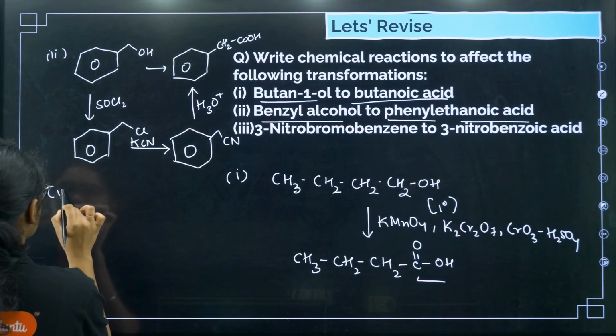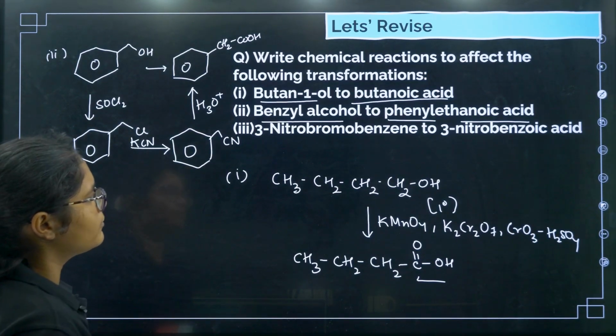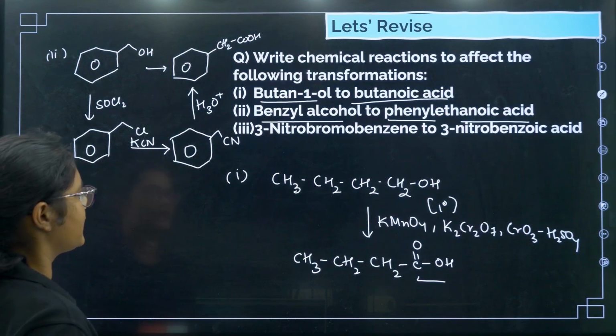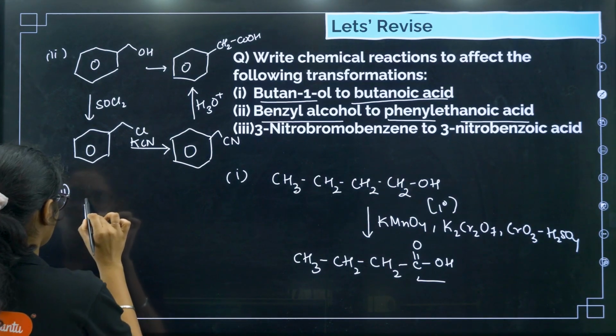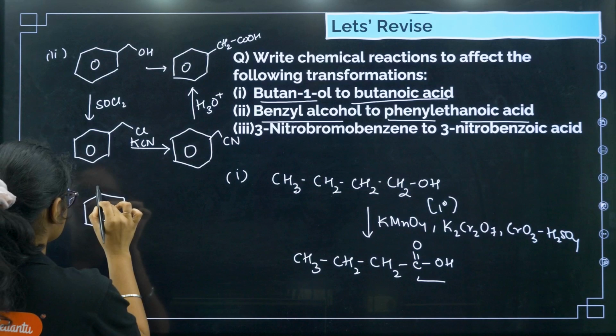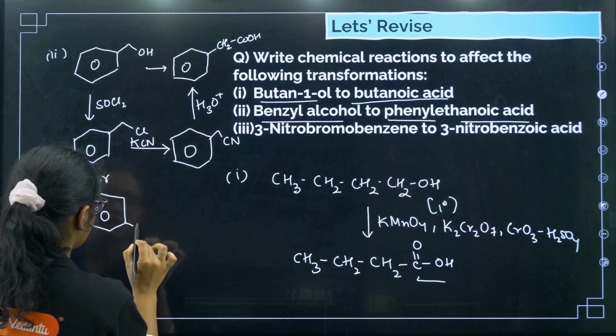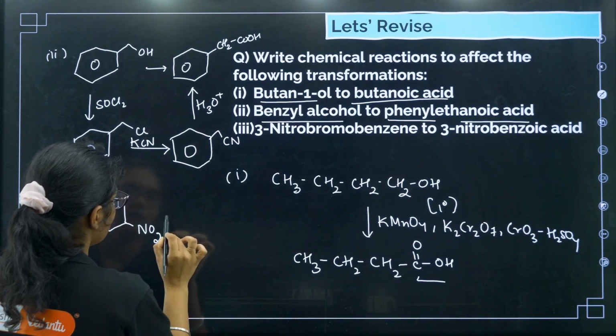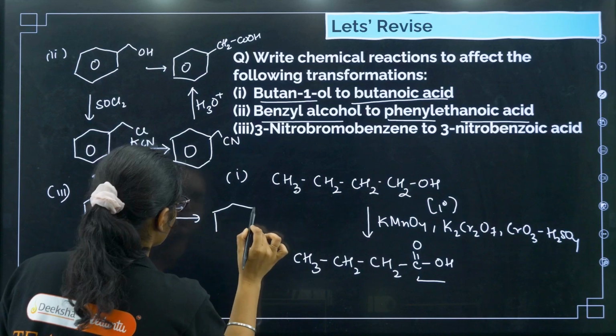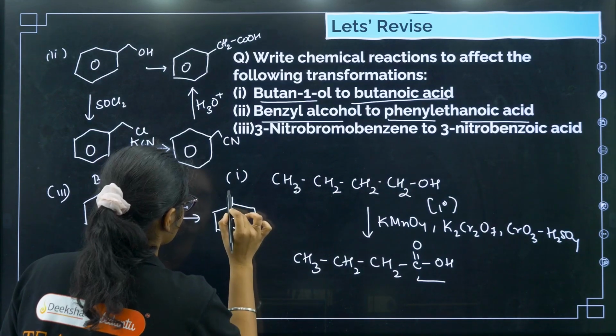Now coming to the third one, 3-nitrobromobenzene to 3-nitrobenzoic acid. We have 3-nitrobromobenzene, with a bromine, and it needs to be converted to 3-nitrobenzoic acid.